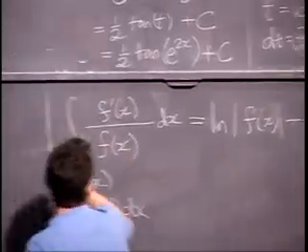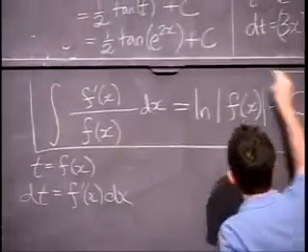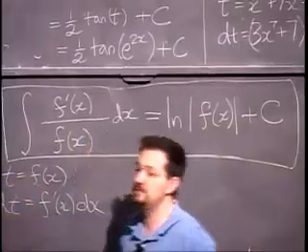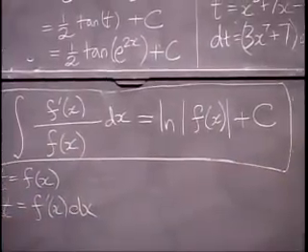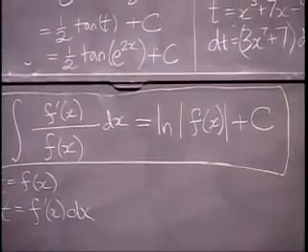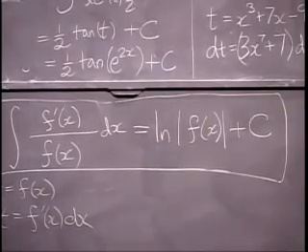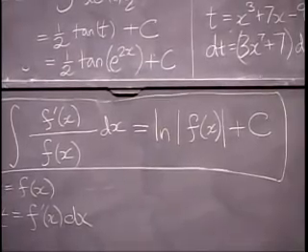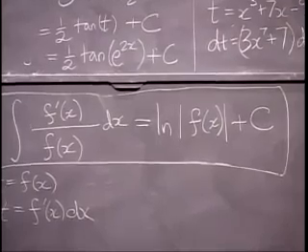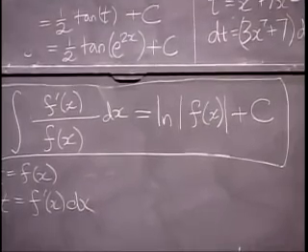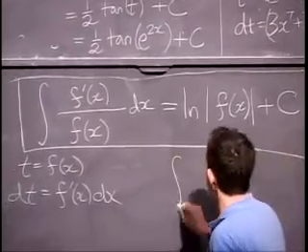And this is worth just knowing. It looks kind of formidable in symbols, but what it means is you can just write down the answer whenever the derivative of the bottom is on the top. It's just log of the bottom, absolute values. So here's a straightforward example.